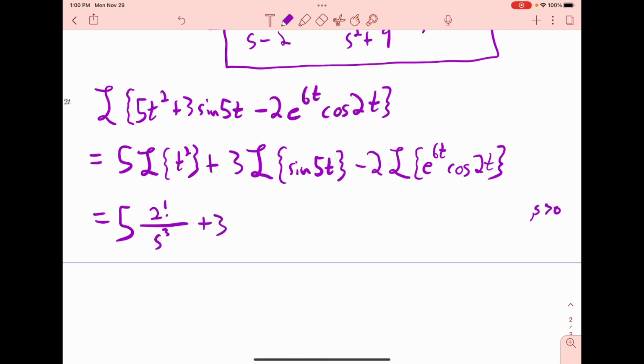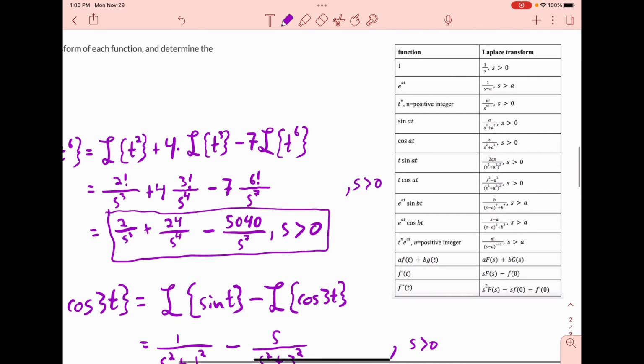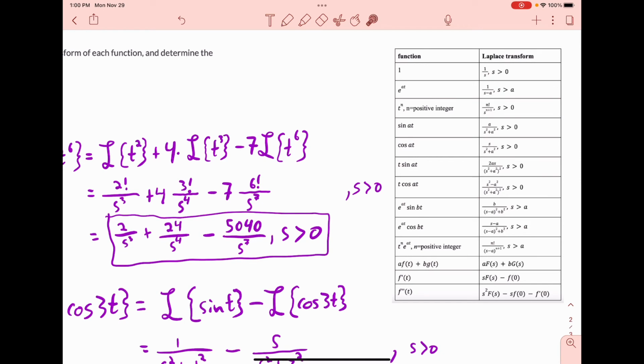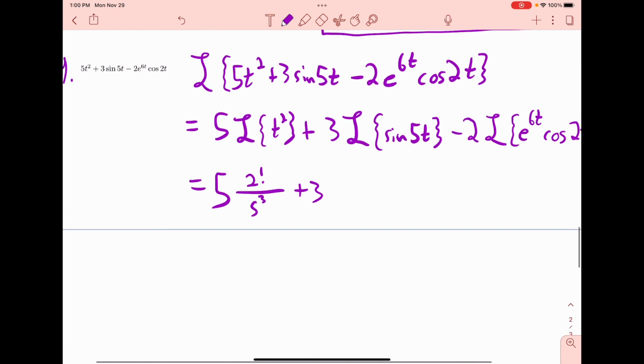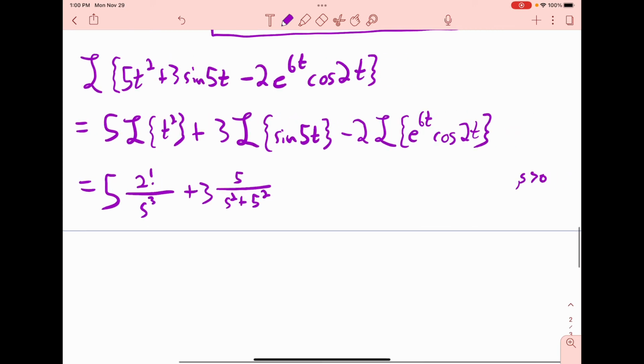Then we have plus 3 times the Laplace transform of sine of 5t. Now sine of at, sine of a constant times t, that's here, and it's equal to that constant a over s squared plus a squared, and it's once again s bigger than 0. So a over s squared plus a squared, where the a in this case is 5. So it's 5 over s squared plus 5 squared. And that, once again, is s bigger than 0. I don't need to add that on a second time.